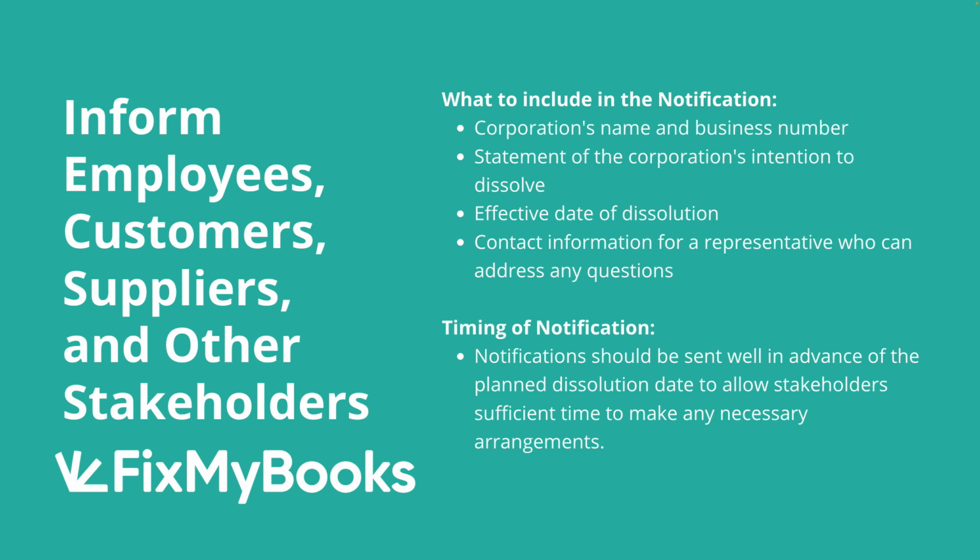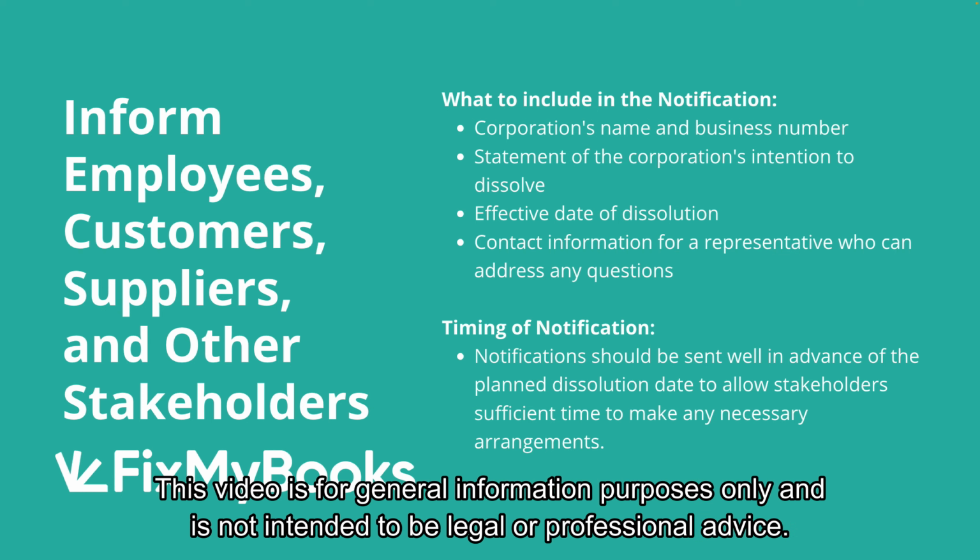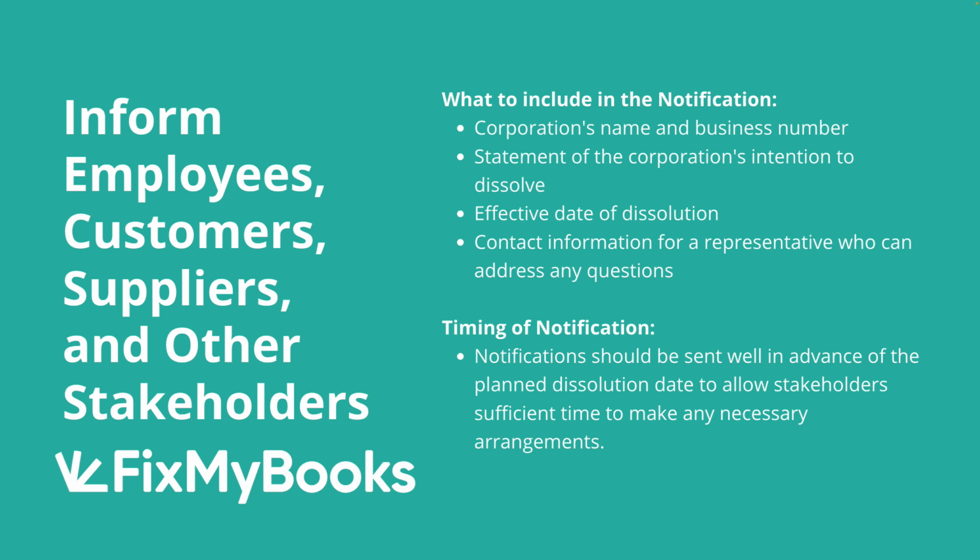Okay. So you're supposed to inform your employees, customers, suppliers, and other stakeholders. What to include in the notification? You need to include your corporation's name, business number, the statement of the corporation's intent to dissolve, the effective date of the dissolution, and contact information for any representative who can address any questions.